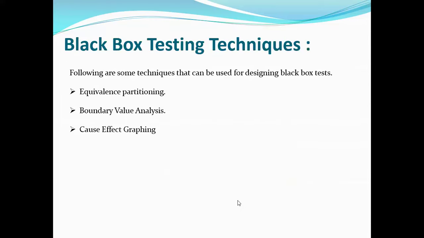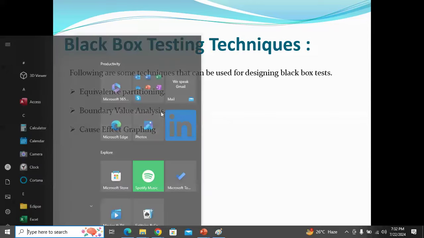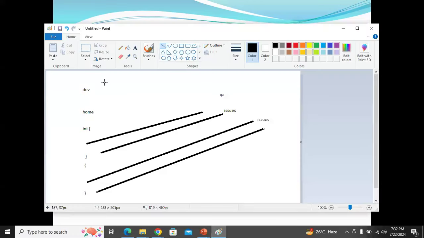Now, black box techniques. We also follow some techniques: equivalence partition, boundary value analysis, cause effect graphing. We will see these when the project comes. We will discuss, but don't worry, it's very easy. But one of the most important interview questions is BVA. What is BVA? BVA is nothing but boundary value analysis.